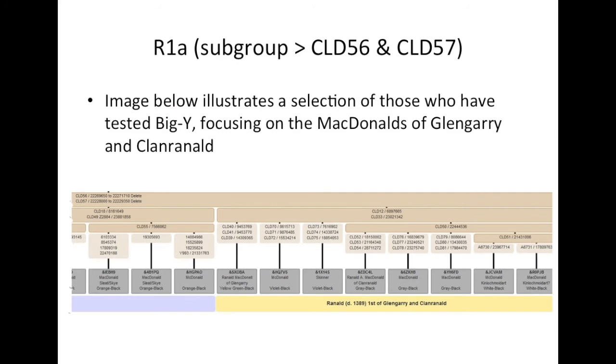Now, this next image shows some of the various branches of the Macdonalds, which can now be identified by known SNPs. So on the right-hand side here, we have the Macdonalds of Glengarry and Clanranald, and they are marked out by the SNPs. You probably can't read that, but CLD12 and CLD33. And men who carry these particular SNPs are descended from Ranald Macdonald, first of Glengarry and Clanranald, who, if you can see that, died in 1389.